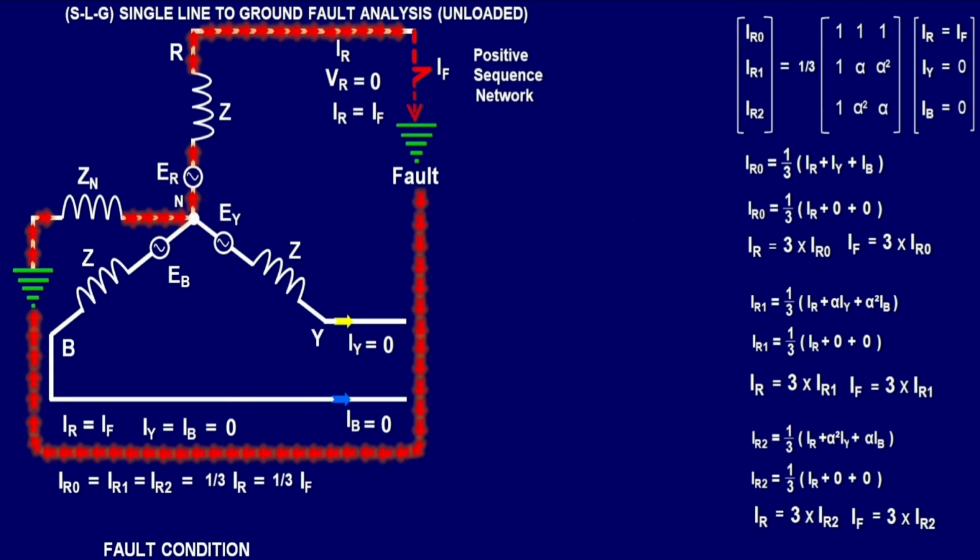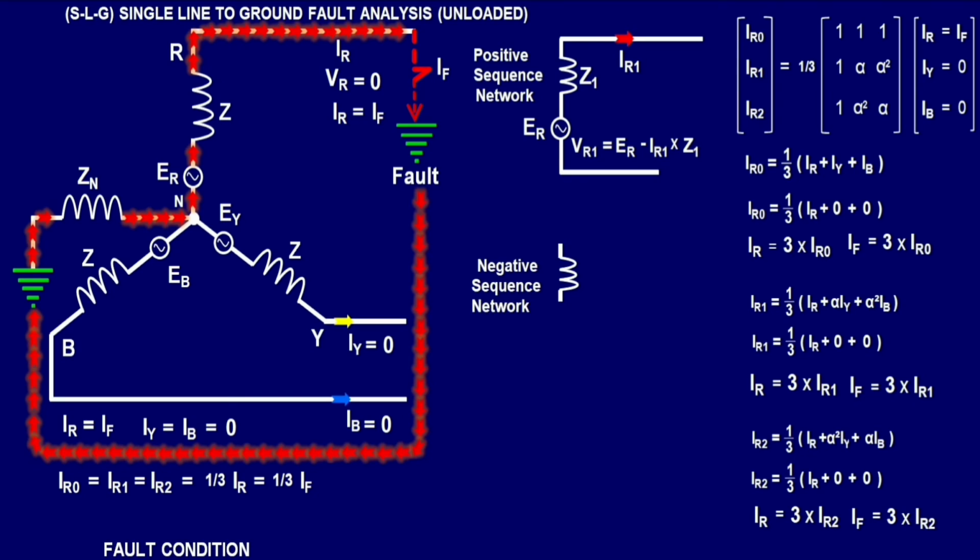Let us draw the positive sequence network. IR1 is composed of an EMF voltage source in series with the positive sequence impedance Z1. VR1 equals ER minus IR1 times Z1. Let us draw the negative sequence network for IR2. Similar to the positive sequence network, it may have different sequence impedances, and the negative sequence network does not contain any voltage source. VR2 equals negative IR2 times Z2.